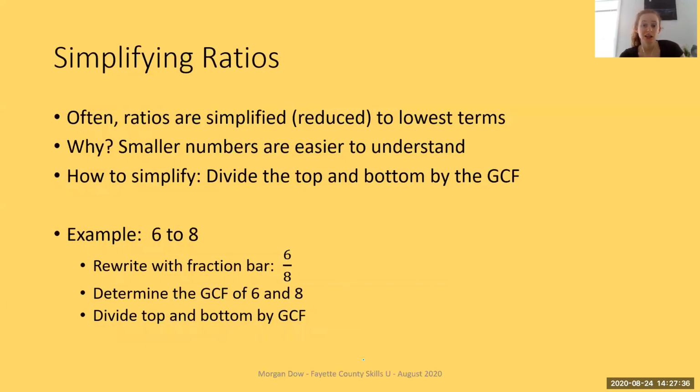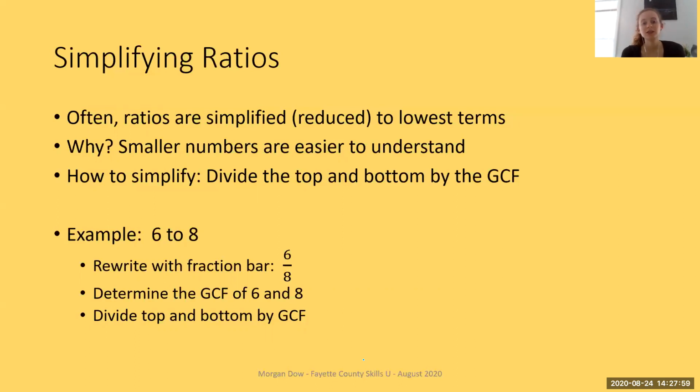Well, the main reason is that smaller numbers are easier to understand, they're easier to talk about and communicate with each other about. So that's the main reason. We just, as humans, prefer dealing with smaller numbers. The other reason is that it's something that you'll need to do on the GED test. So it's a skill you need to practice in order to do well on this test.